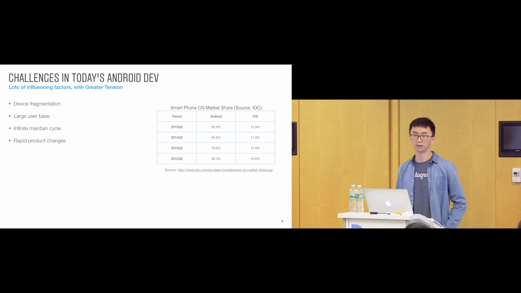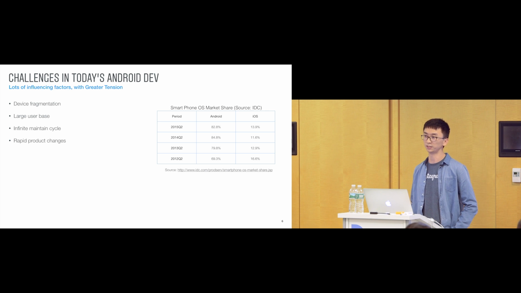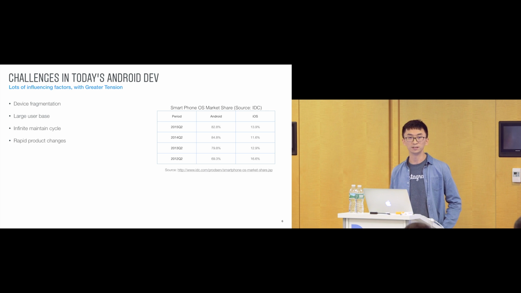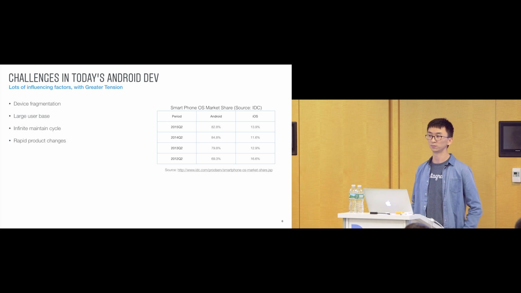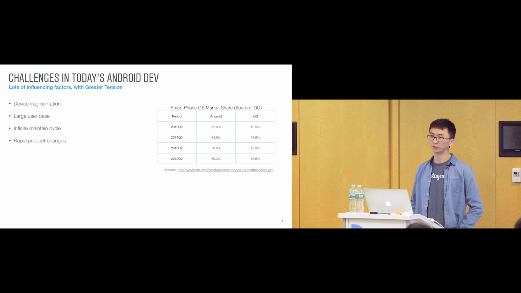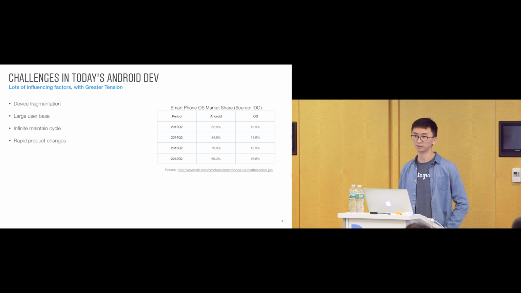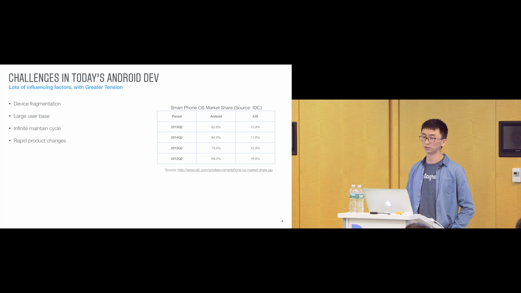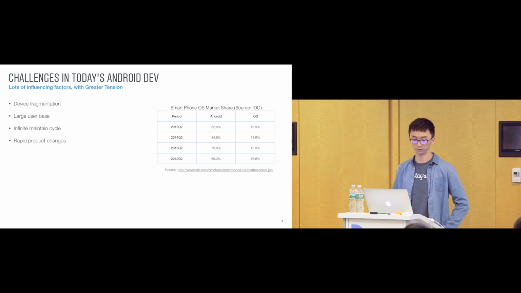The first challenge is device fragmentation. Because Android runs on different devices, it's an open ecosystem. Some devices might have 1 core, some devices might have 5 cores. They can run different OS versions, ranging from Froyo, Gingerbread, all the way to Lollipop and above. You also have devices with different DPIs, screen densities. All those combinations, as a developer, we have to factor into our consideration.